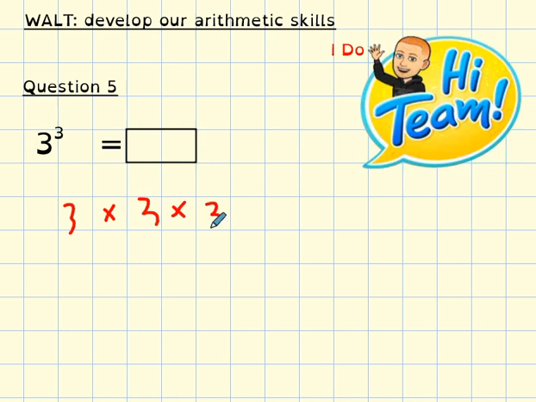Cubed numbers, so in this case it's 3 cubed, so it's 3 times 3 times 3. Well, I know that 3 times 3 is 9. So then what I do with my 9 is multiply it by my final 3, which gives me 27. So just to recap, cubed: the number times the number again, times the number again.